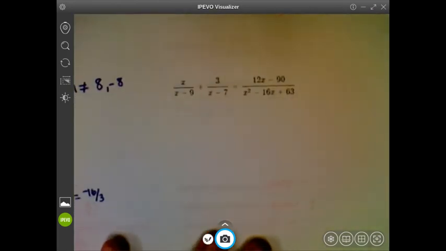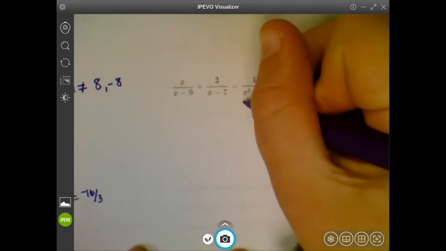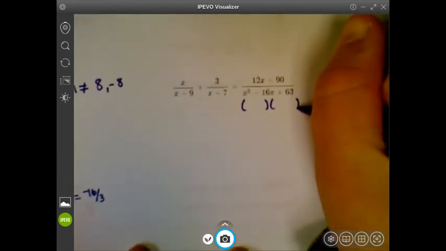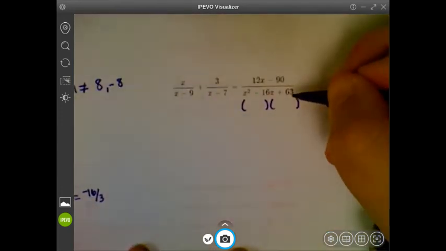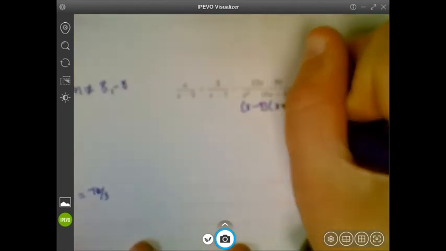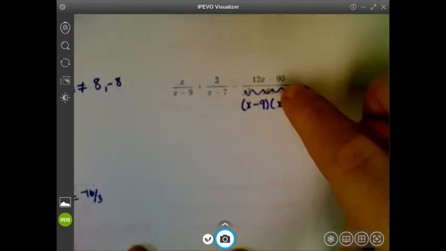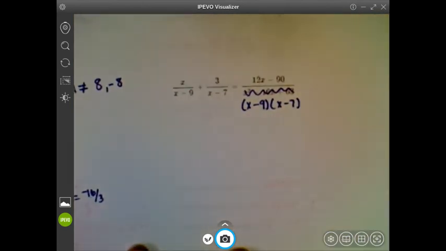All right, up next, we have an x minus 9 and x minus 7, and then we have a quadratic. So it's in your best interest to go ahead and factor this quadratic. Two numbers that multiply to be 63 and add up to be 16. That is 9 and 7, and they're both negative. So we're going to think about that denominator as x minus 9, x minus 7.